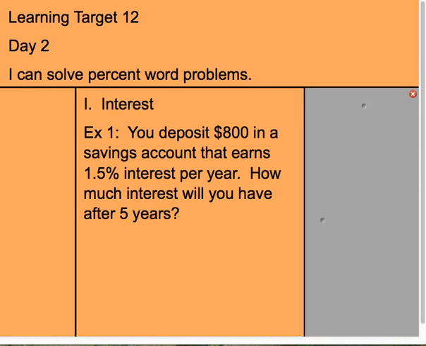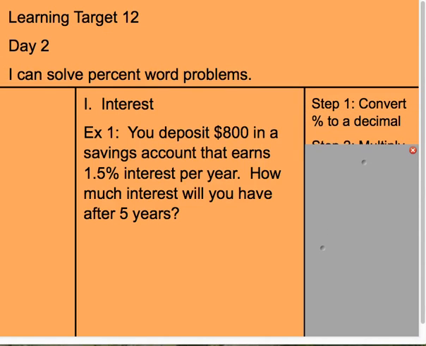So the second day of percents is learning how to solve percent word problems. We're going to start with some interest questions. For example, if you deposit $800 in a savings account and it earns 1.5% interest per year, how much interest will you have after 5 years?